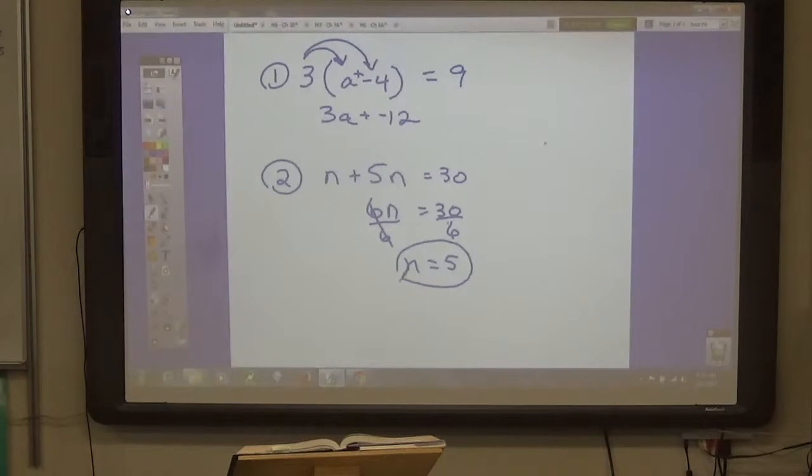So with this worksheet, you're going to practice combining like terms and solving, and then go back to the other side and practice some solving equations, okay?